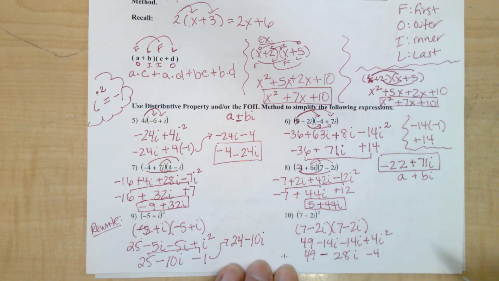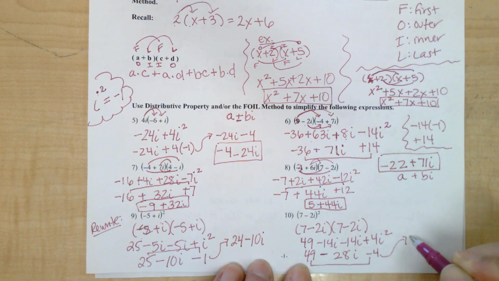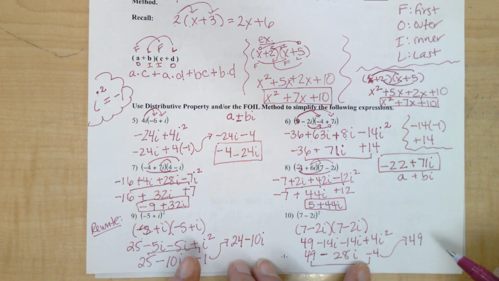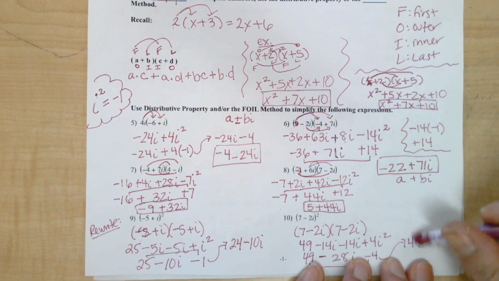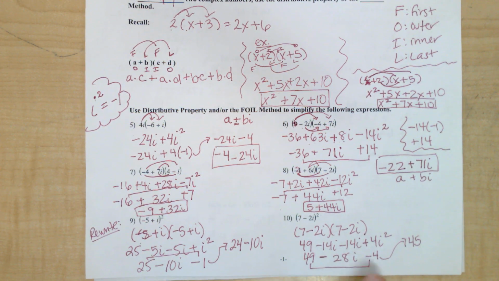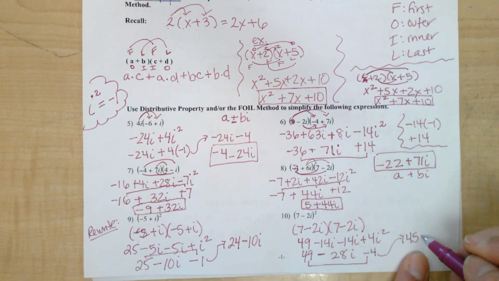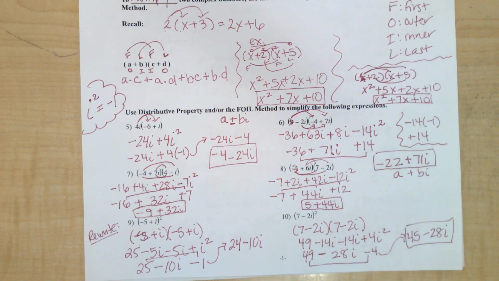And then I'm going to bring down my 49. Combining 49 and 4, so 49 minus 4 gives us 45. And then let's not forget minus 28i. And that's our answer, 45 minus 28i.